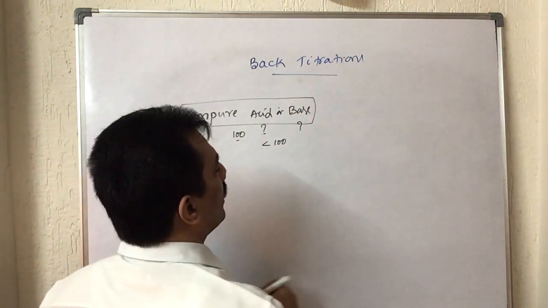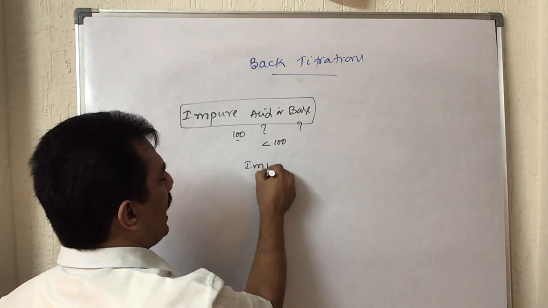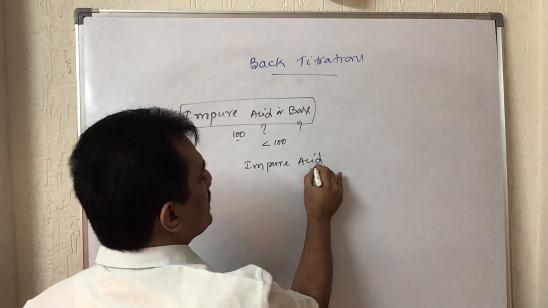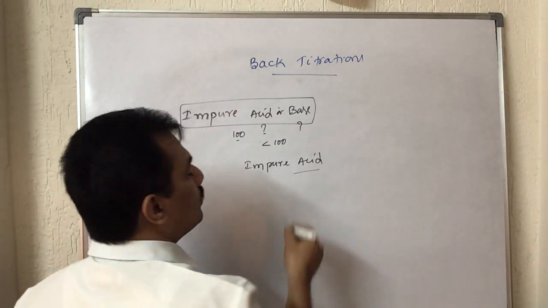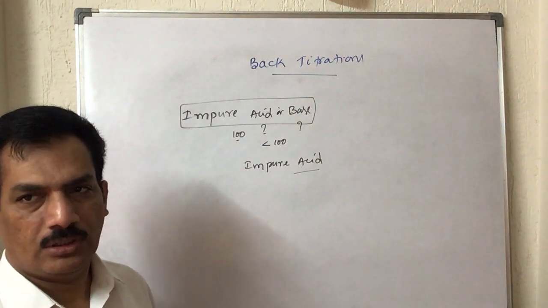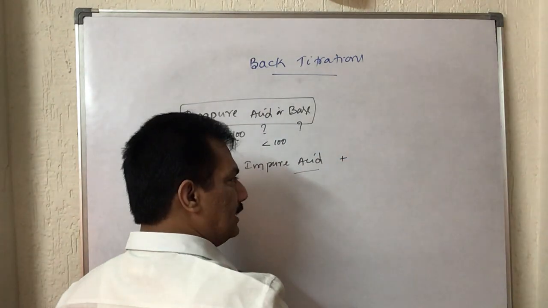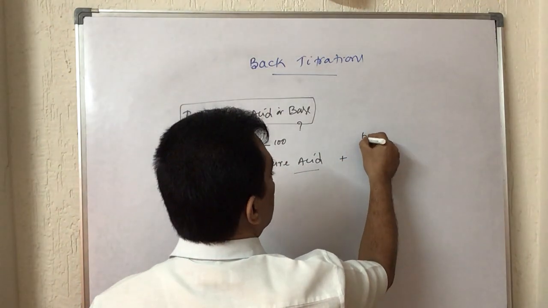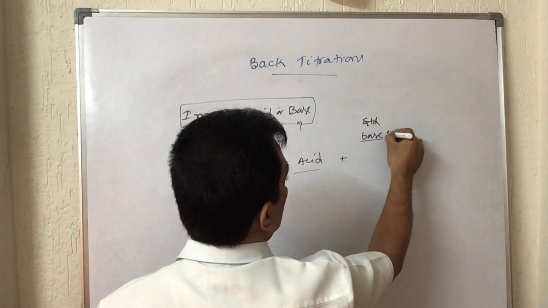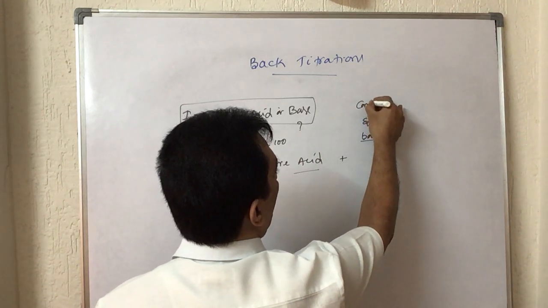For that purpose, let me first consider two conditions. One is an impure acid. When an impure acid is given, we don't know the exact amount of acid present in that given compound, is it not? In such a case, we titrate this acid with a base. The base here is a standard base solution. Standard means the concentration is known.